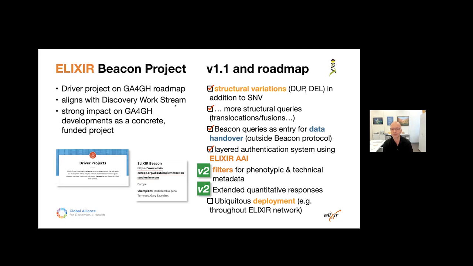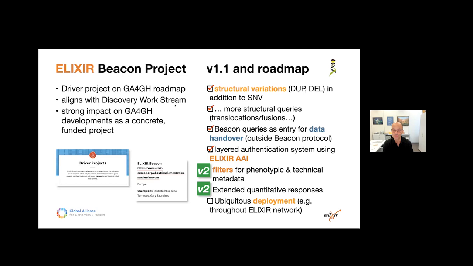And already from an earlier version, version 1.0, it provided some support for features beyond the original pre-ELIXIR beacon project protocols. For instance, support for structural variants such as duplications and deletions in beacon queries, and additional structural variants in principle being possible.